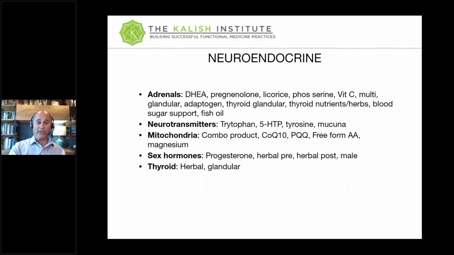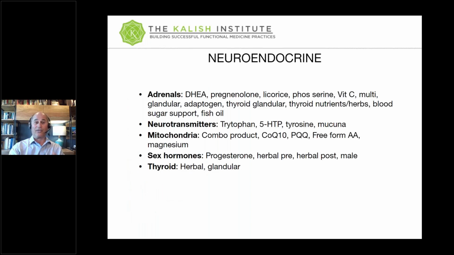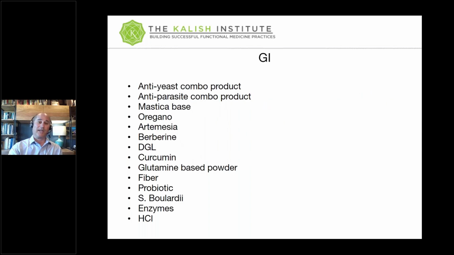Now, on the neuroendocrine side, in case you're wondering what I mean when I say that, I could define it for you here. Adrenals, neurotransmitters, mitochondria, sex hormones, and thyroid. That's neuroendocrine. Those are the kinds of treatments. On the GI side, oh my gosh, that's a long list. I don't have time to go through each one of these, but it's basically antimicrobials and anti-inflammatories, prebiotics and probiotics, that kind of stuff, and enzymes. So you need to learn all these products to master neuroendocrine. You need to learn all these products to master GI.